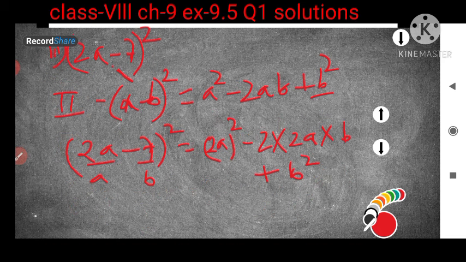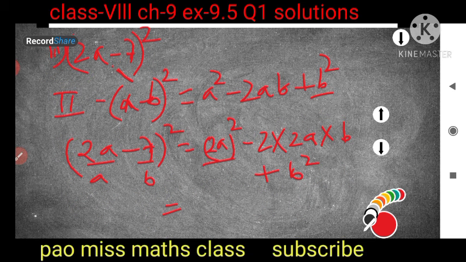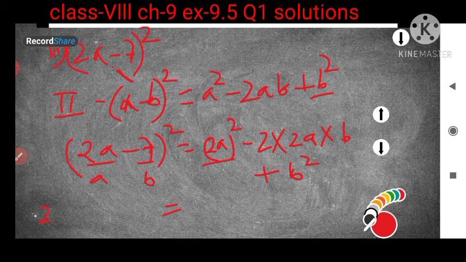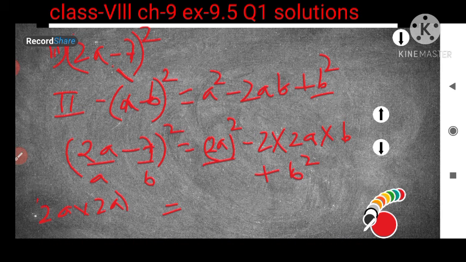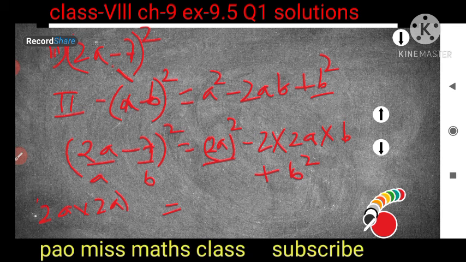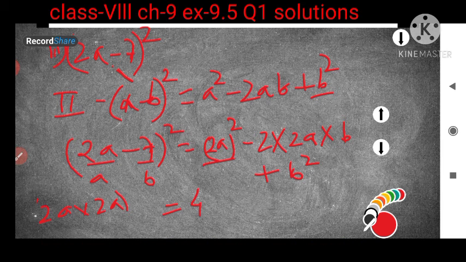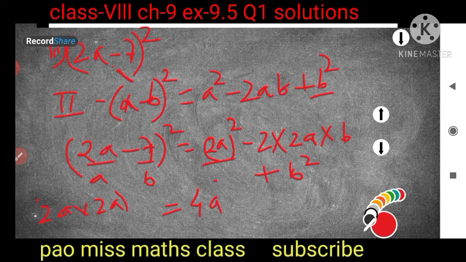Now what you will do? Now you will break this, isn't it? Now 2a square, that means what? 2a square means 2a into 2a, isn't it? So 2 will also get squared and a will also become squared. So 2 2s are how much? 4. Okay, and a square is equal to a square only, isn't it?